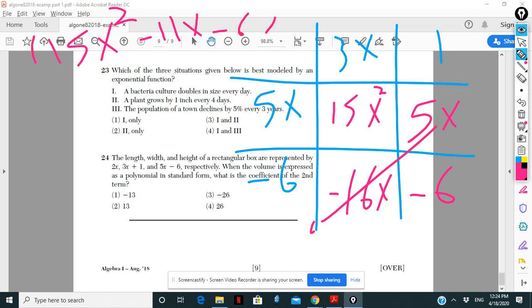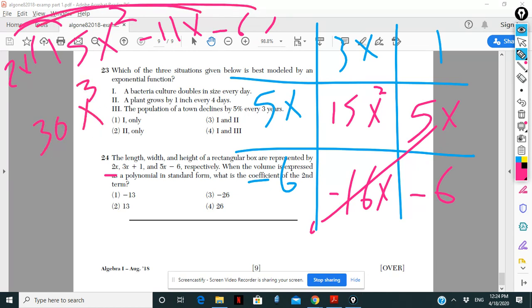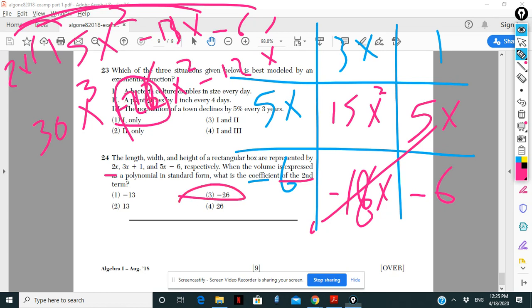After that, I have to multiply by 2x. So I'm going to distribute. I have 30x cubed minus 26x squared minus 12x. And he's asking about the second term. The coefficient here is negative 22, that's negative 18, sorry. So that's negative 13, negative 26. So the answer is 3. The answer is 3.